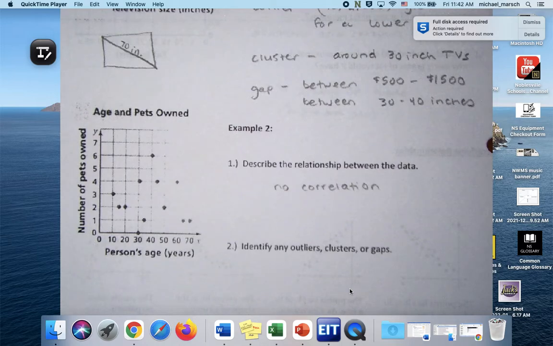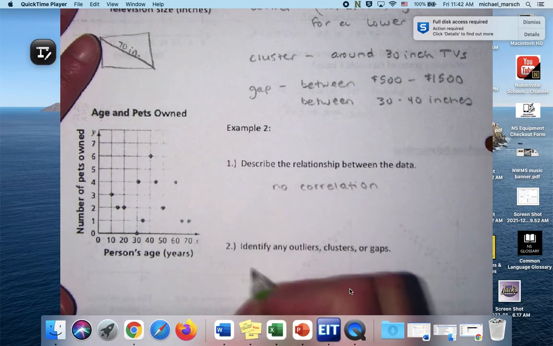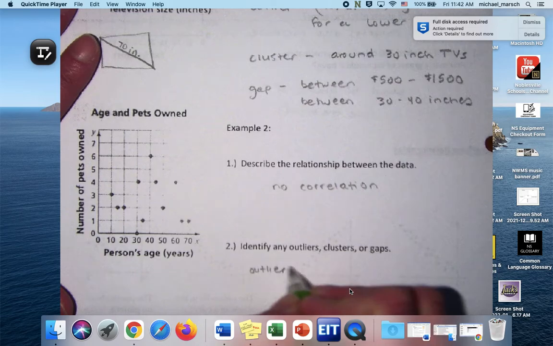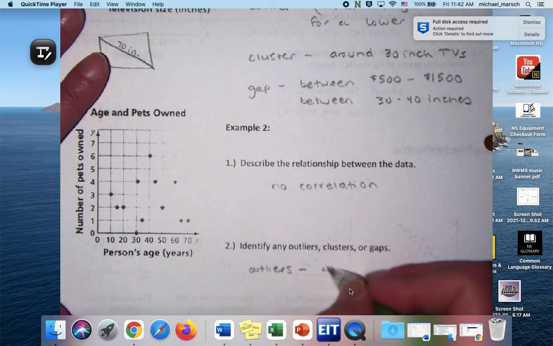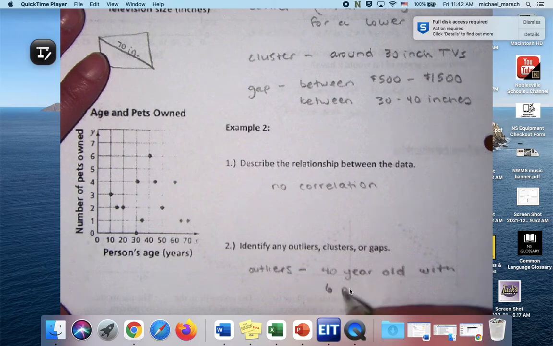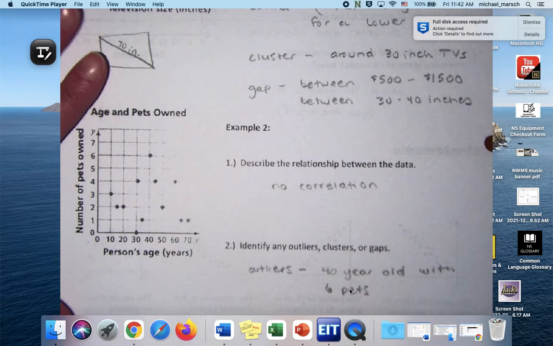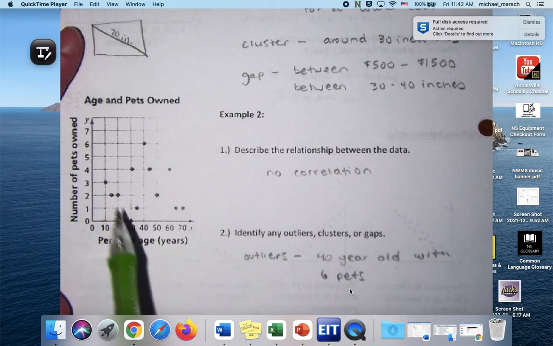Okay. Here we go. Do we have any outliers, clusters, or gaps? We do have one outlier. Right? A 40-year-old with 6 pets. That's not super common. A 30-year-old with 0 pets?